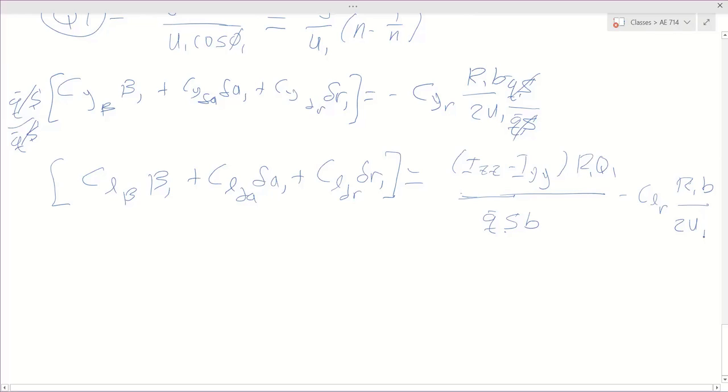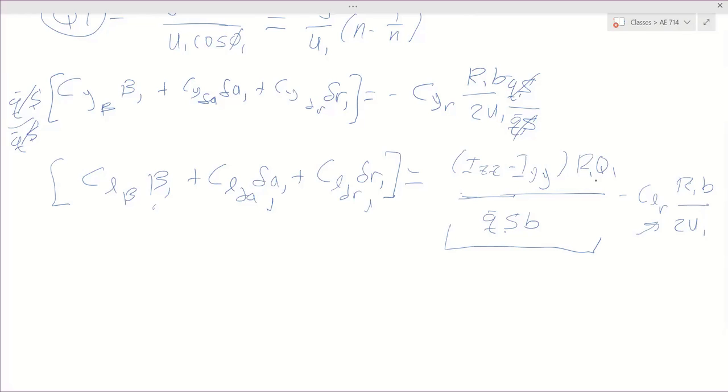So you can see the rolling moment equation. Here is the rolling moment coefficient due to beta, aileron, and rudder. And this is that extra term, remember, we added in because of the yaw rate R. And then this comes from the left-hand side of the equation due to the fact that we have R and Q values.